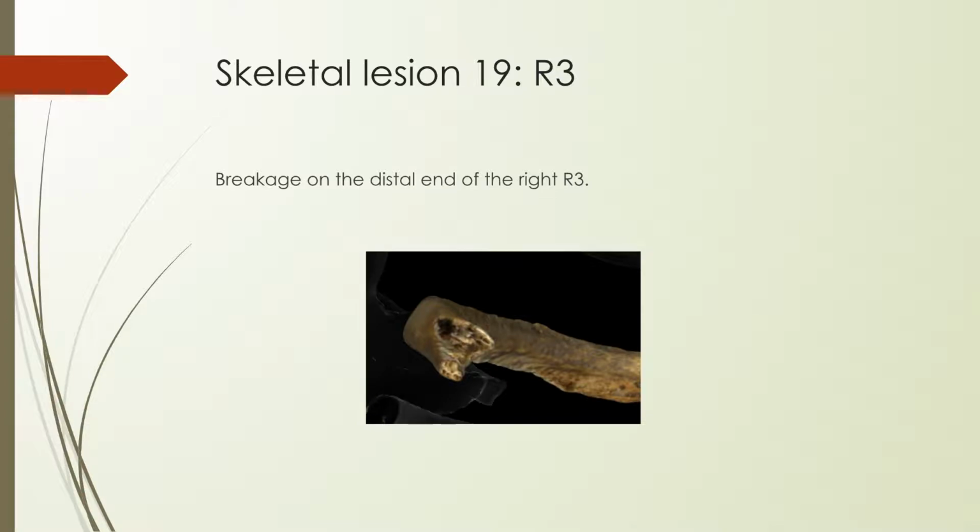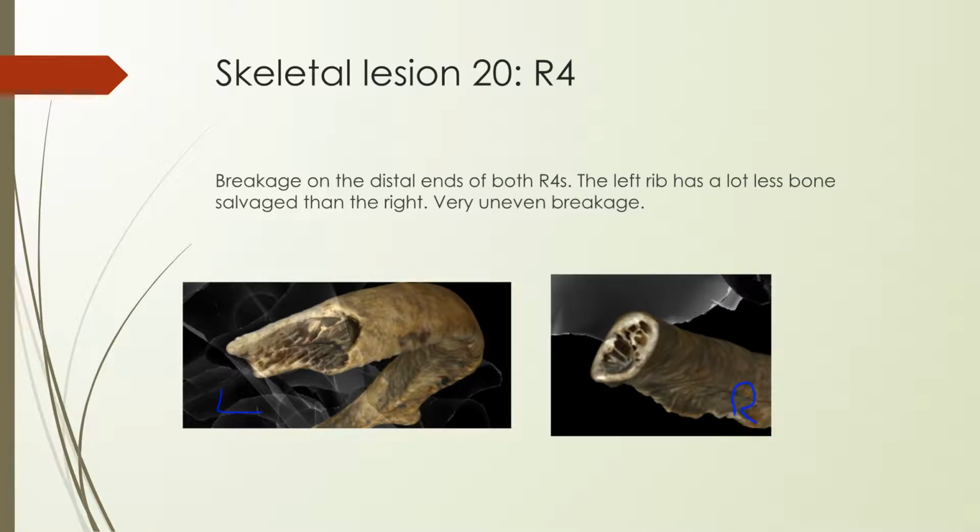For R3, there's a breakage on the distal end. There's breakage on the distal ends of both R4s. The left rib has a lot less bone salvage than the right. The breakage was very uneven.